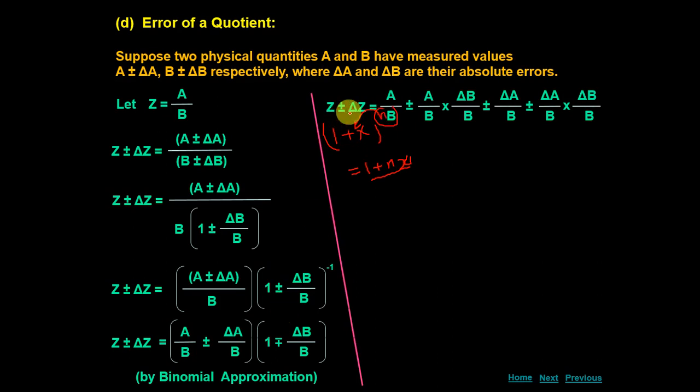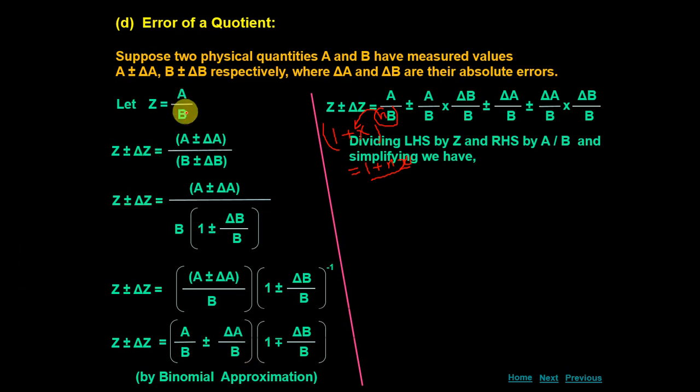So z plus delta z is equal to a over b plus minus a over b into delta b over b plus minus delta a over b plus minus delta a over b into delta b. So you see all the terms, as you know how we can open the bracket and how we can multiply these brackets. So simple multiplication is done here.